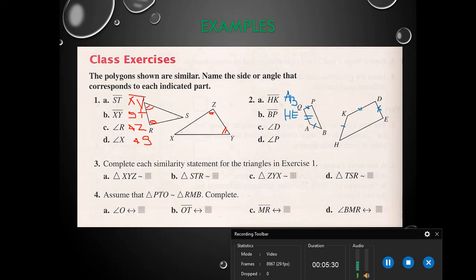Angle D is between the 2 ticks and the X. So same thing here, which will be angle Q. And angle P aligns with angle E.